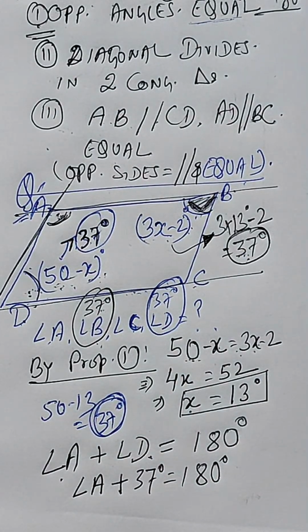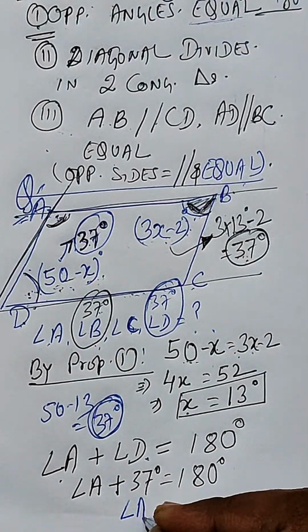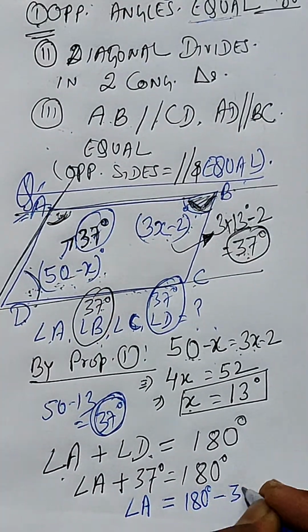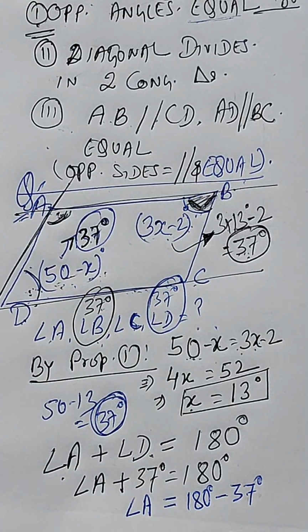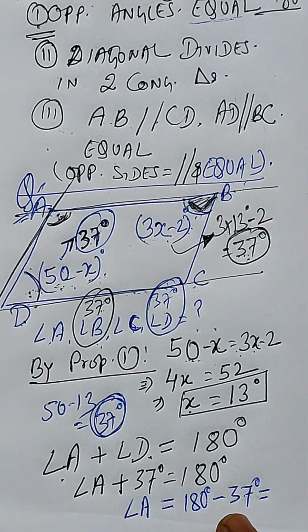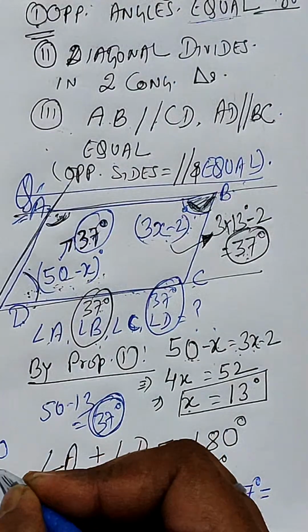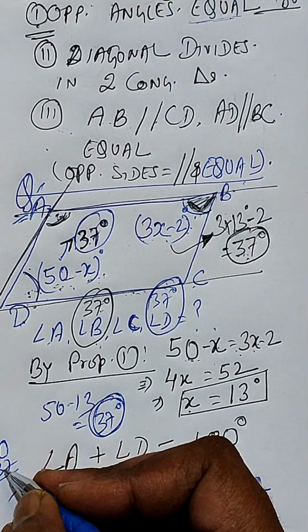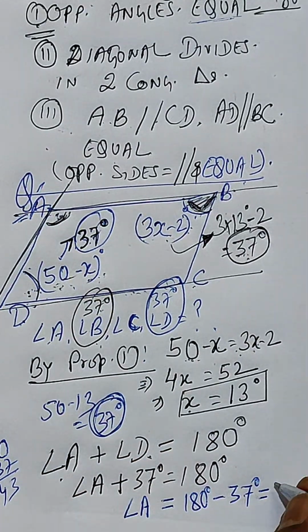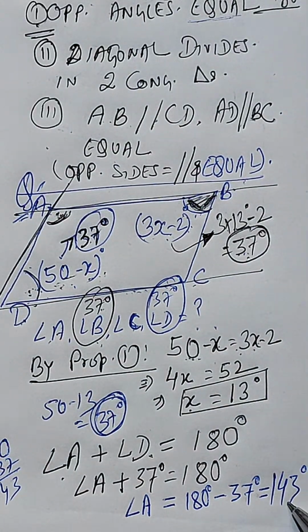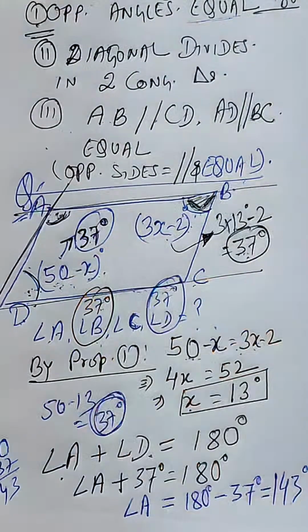So on solving it, we'll get the value of angle A. Angle A is coming as 180 degree minus 37 degree, right? So 180 minus 37 is coming to you as, just subtract 180 minus 37. 10 minus 7, 3. 7 minus 3, 4. So this will be coming as 143 degree. So 143 degree is the value of angle A.